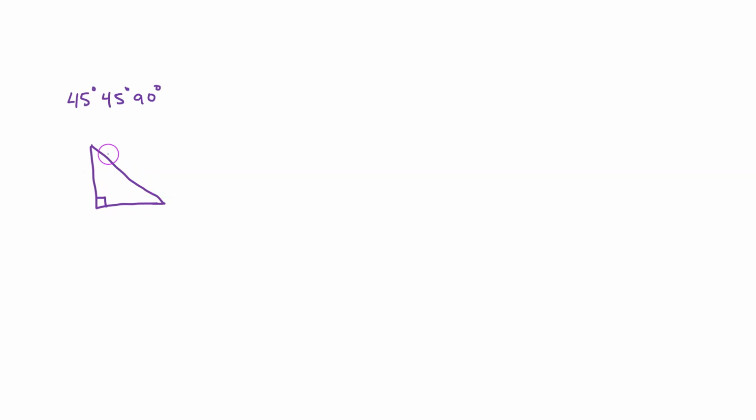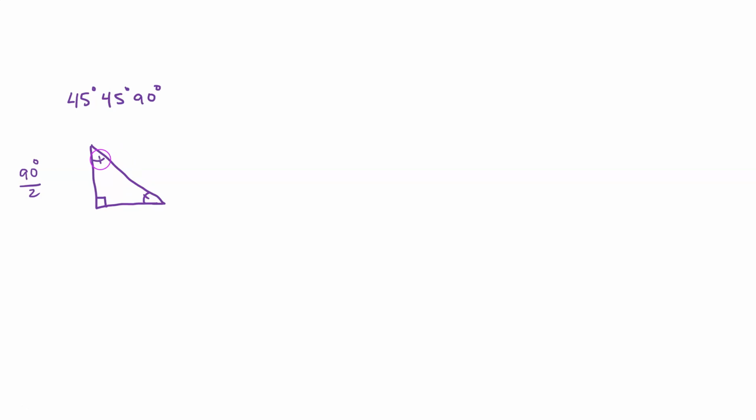All of the angles together have to add up to 180. If this is 90 degrees, then these two have to add up to 90 as well. So a 45, 45, 90 triangle is simply making these two angles equal to one another. And 90 degrees, that's what we have left over after we subtract 90 degrees from 180, the total for the angles. 90 degrees divided by 2 is 45. So if you want to have these two angles equal to one another in a right triangle, it has to be 45 degrees for each one.